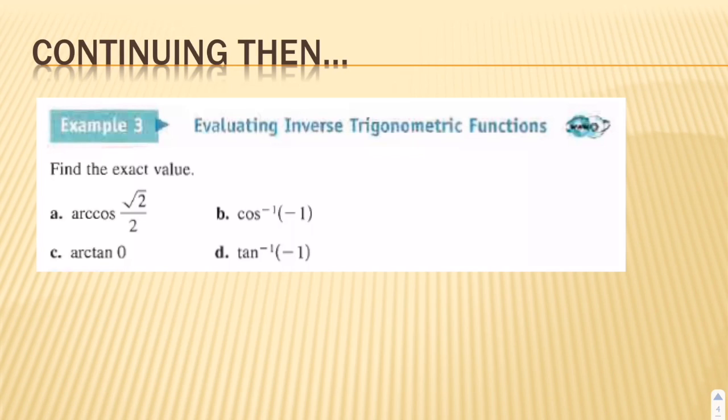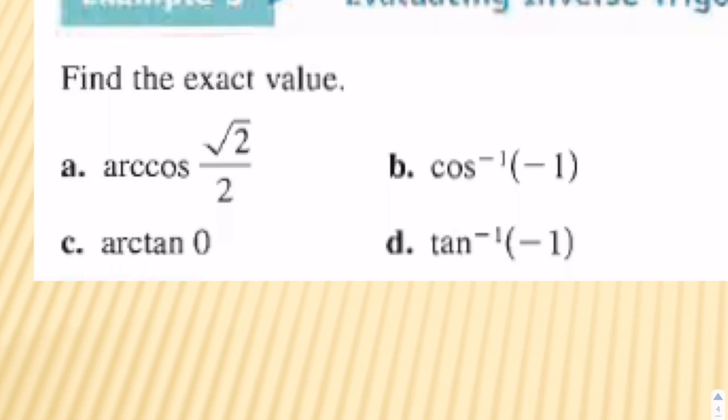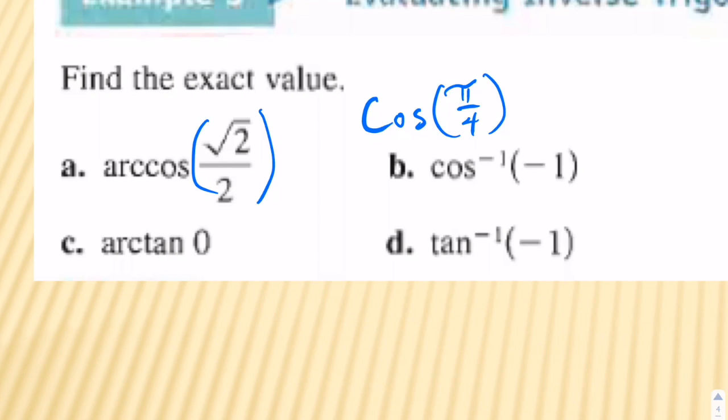if we're evaluating inverse trig functions, we need to find the exact value. So let's take a look at that first one where it says arc cosine, but we remember that that's inverse cosine of root 2 over 2. This is the ratio that we have of root 2 over 2. And we know that when cosine is equal to root 2 over 2, we are talking about the cosine of pi fourths. So this is going to give us a value of an angle, and that value is going to be pi fourths.